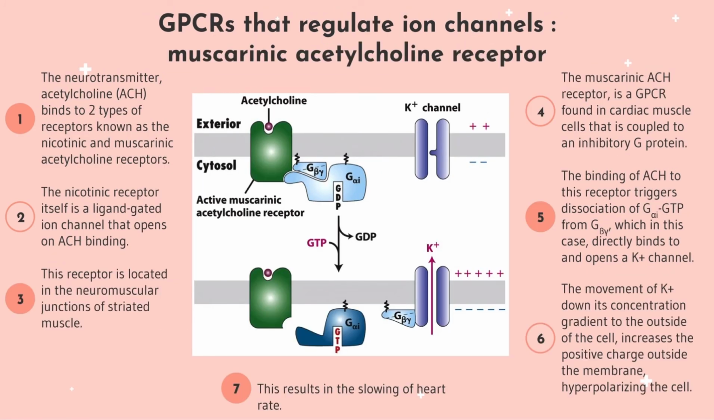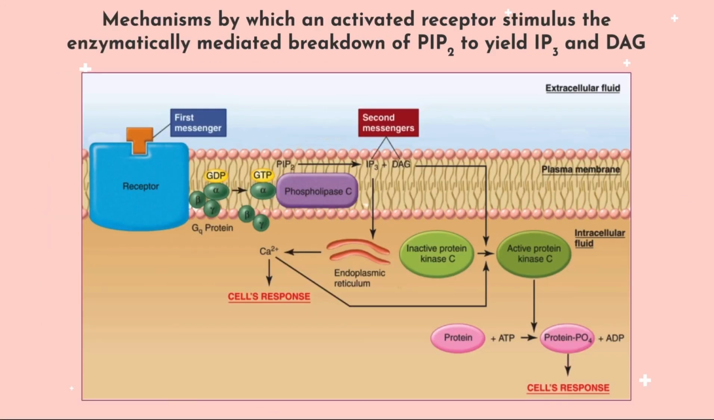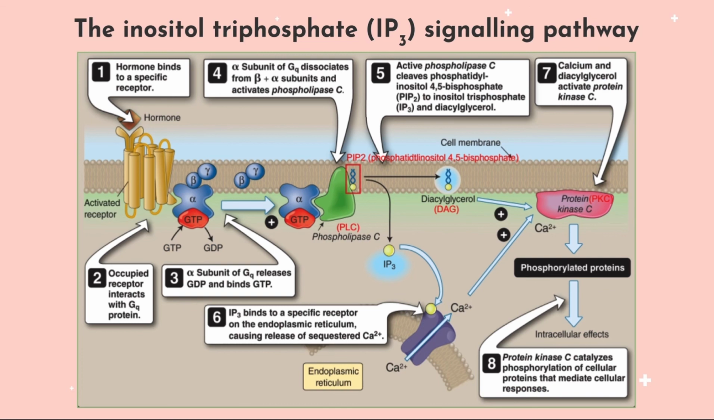This shows another example of GPCRs that regulate ion channels, which is the muscarinic acetylcholine receptor that results in the slowing of heart rate. This diagram shows mechanisms by which an activated receptor stimulates the enzymatically mediated breakdown of PIP2 to yield IP3, while this diagram shows the inositol triphosphate IP3 signaling pathway.